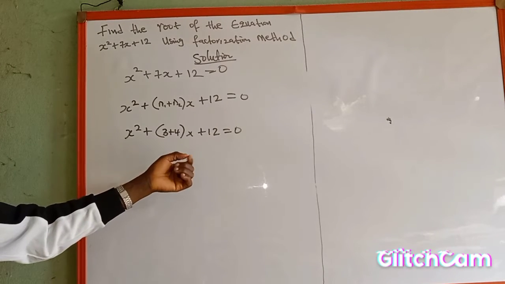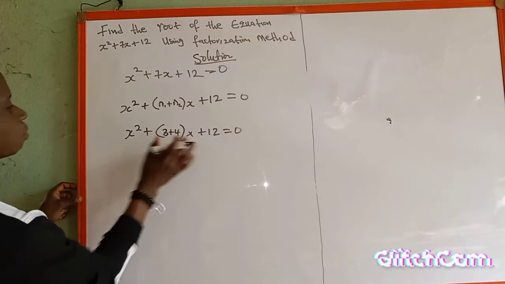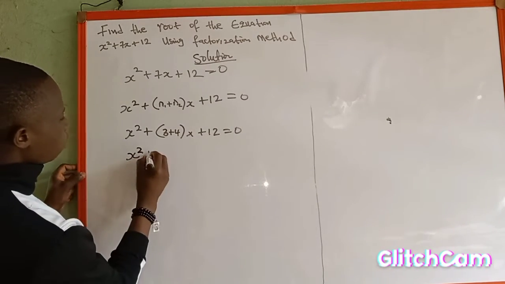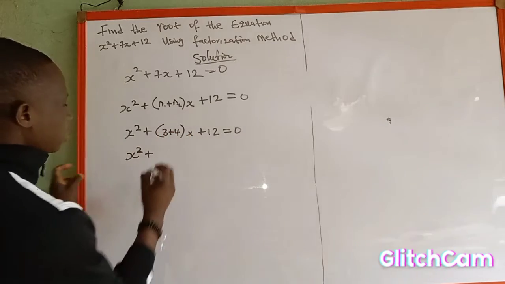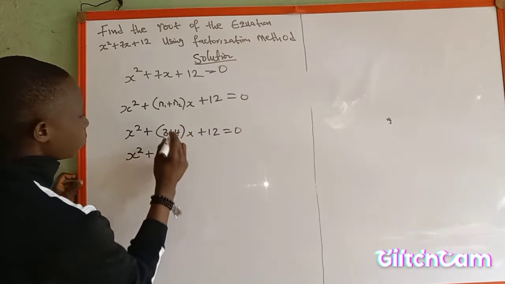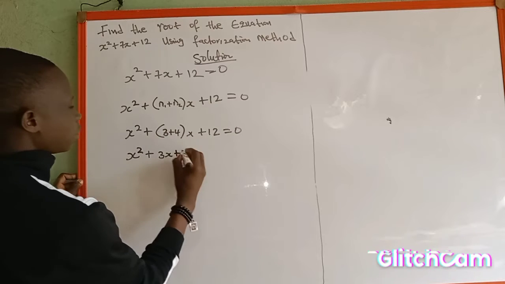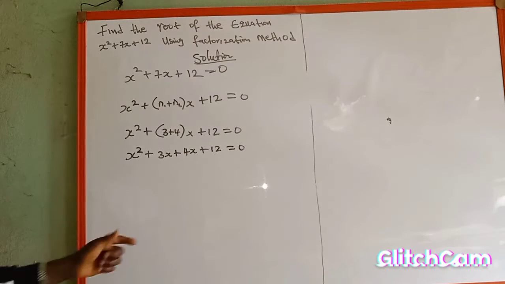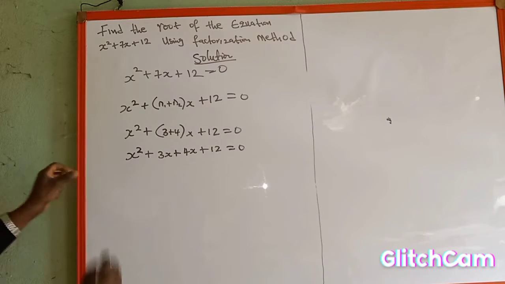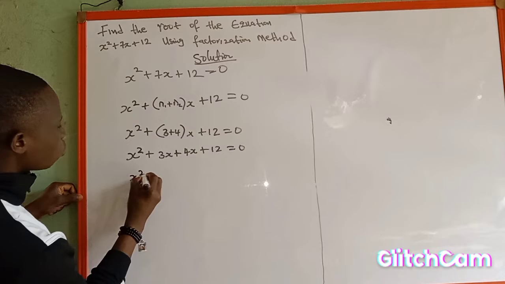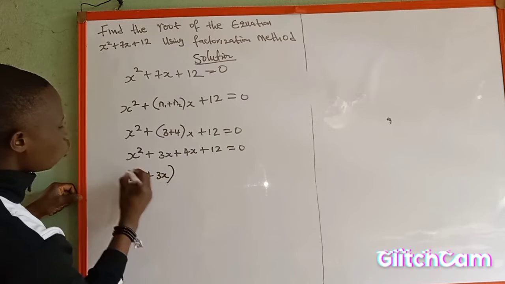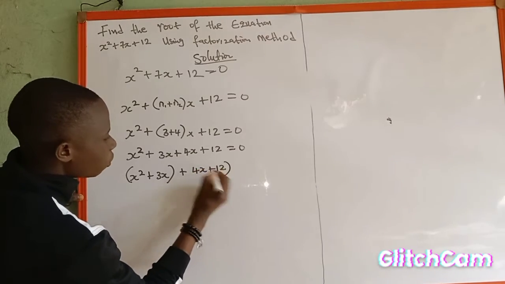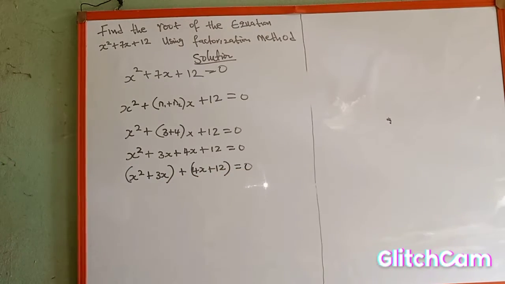So from here, I can expand this middle bracket. Remember, we are dealing with only the middle term. So plus s times 3, we have 3s. We bring this plus, then s times 4 is 4s, plus 12 is equal to 0. From here, I can group it. So by grouping, s squared plus 3s, you group them, plus 4s plus 12, you group them, equate it to 0.